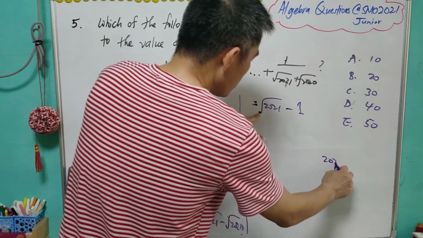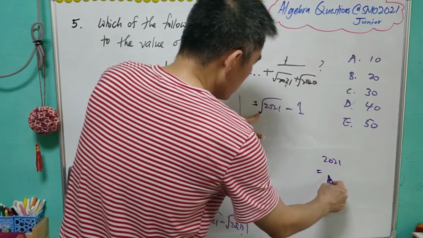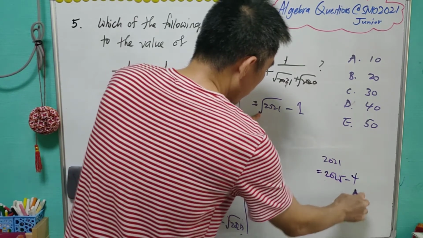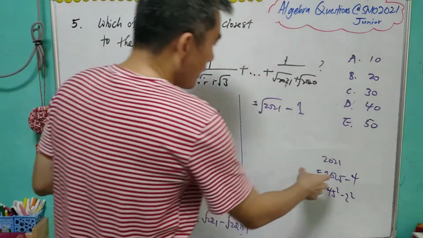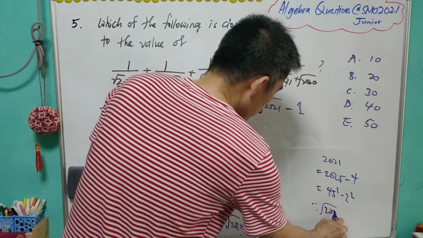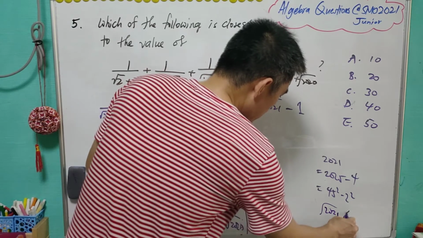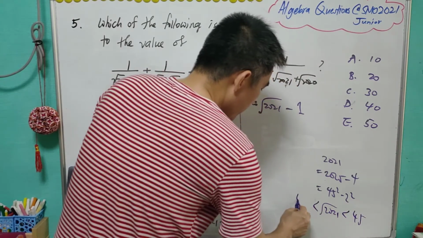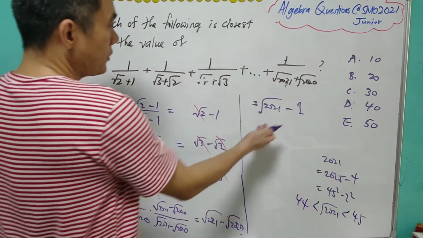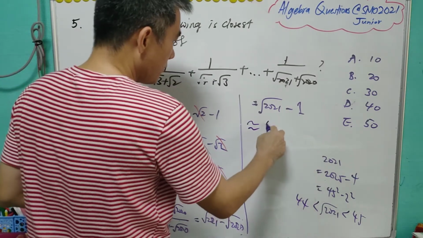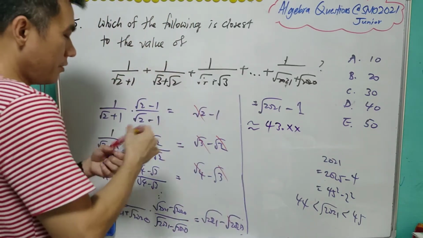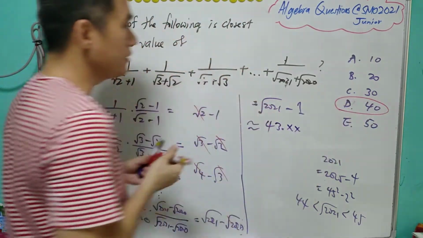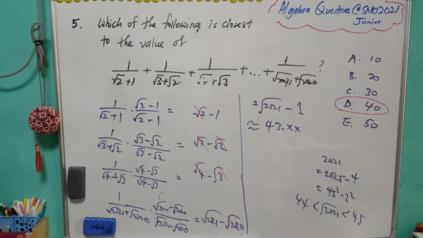And note that 2021 is actually equal to 2025 minus 4. That is 45 squared minus 2 squared. So it means that the square root of 2021 will be less than 45 but greater than 44. So this means that this is about 43 point something. And therefore the answer is closer to 40. So the answer for question 5 is D.